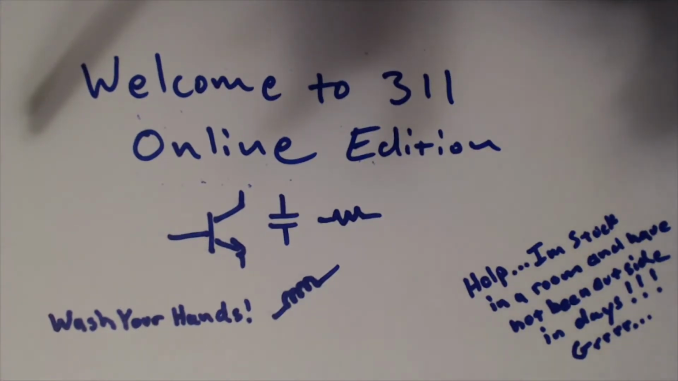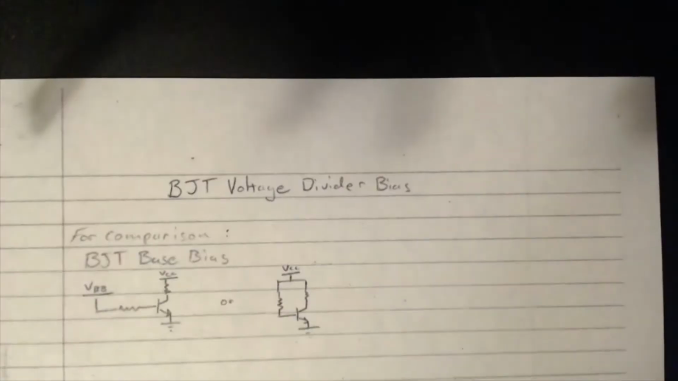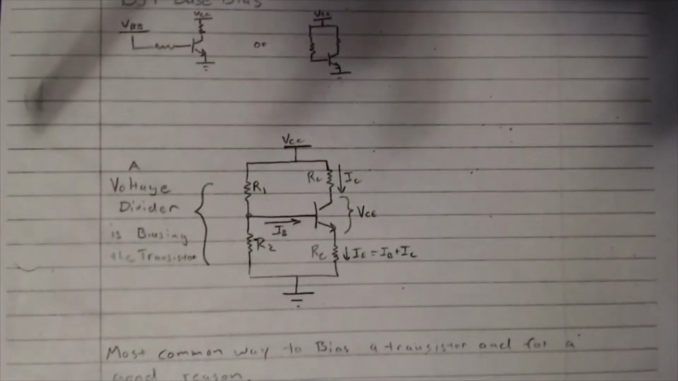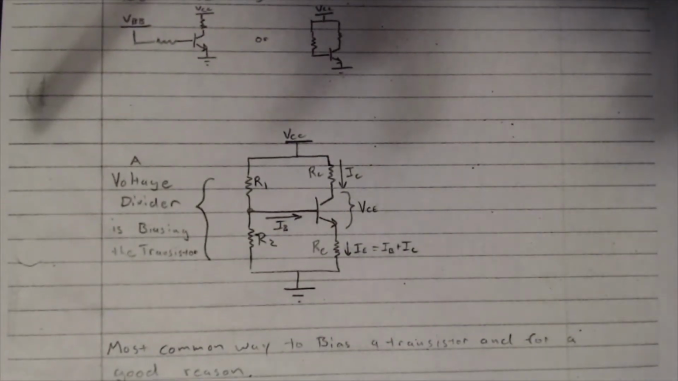And where we left off was on the BJT. Specifically, we had done the base bias. And now we're going to go ahead and modify the circuit a little bit, and switch this over to a voltage divider bias. So let me go ahead and move this intro here. All right, so the voltage divider bias looks like this.